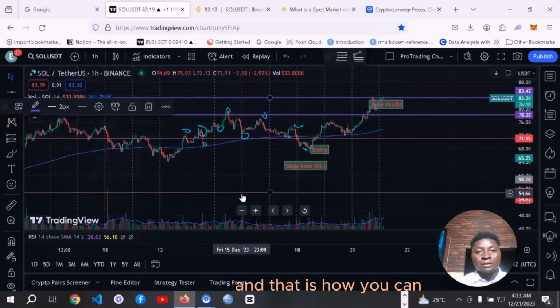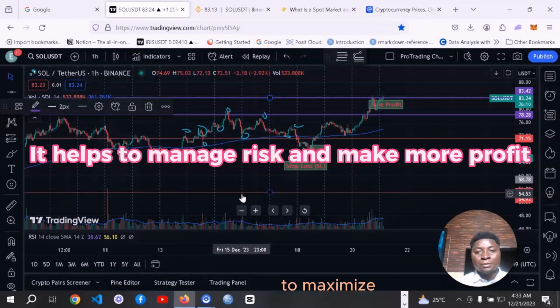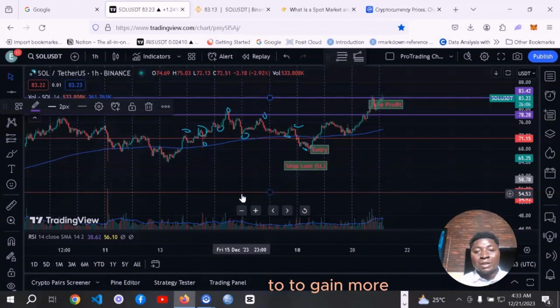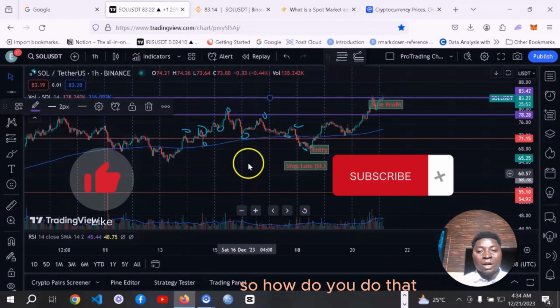That is a less risky strategy you can use to maximize the profit, or to gain more in your trade. You don't want to lose out on a coin that keeps rising, because it hurts when, after selling it, you discover that it keeps rising. So how do you do that?